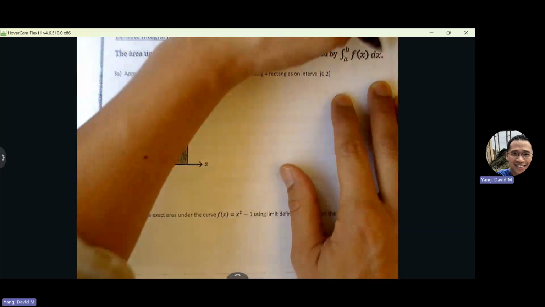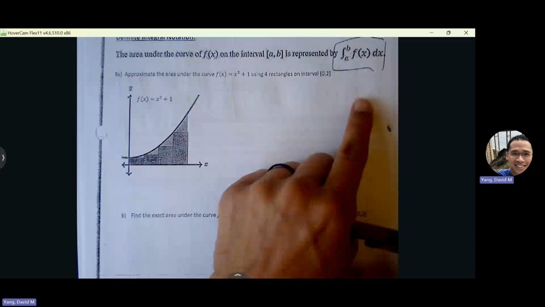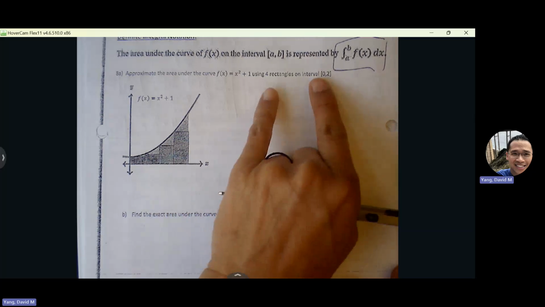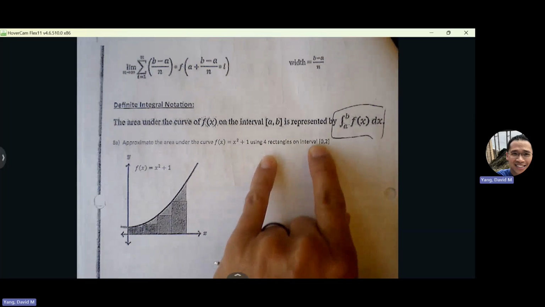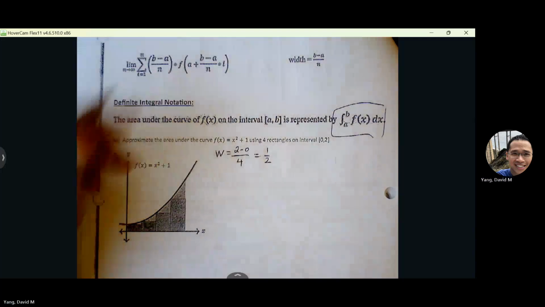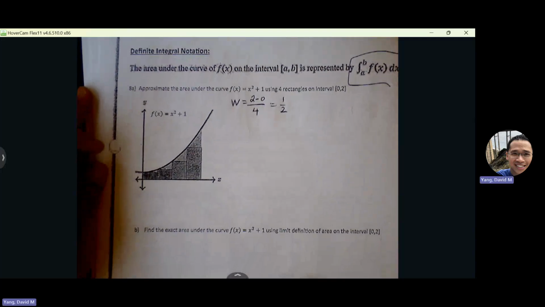And this notation just indicates that we're finding the area of that region. Okay, this is an area notation. Okay, so first, let's find the width. Our width formula is b minus a over n. So we're going to do width is equal to 2 minus 0 over 4, which is 1/2. So we want the width of every rectangle to be 1/2.